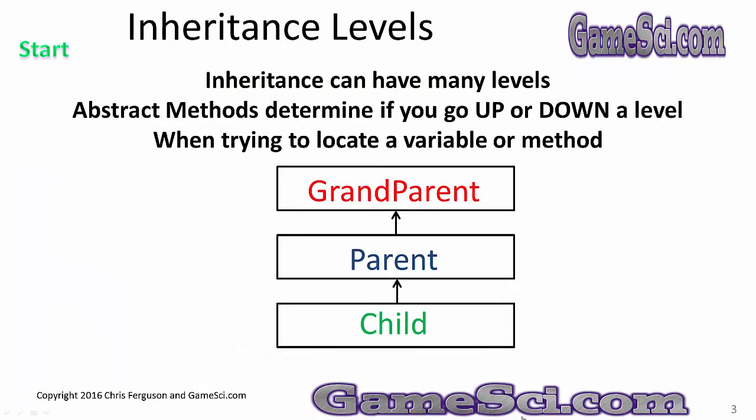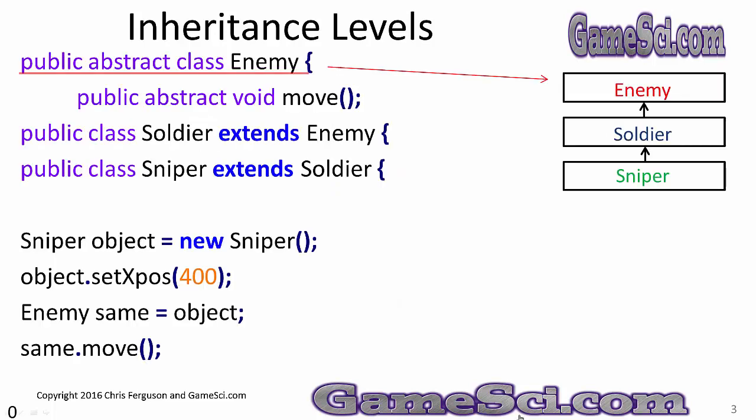Inheritance levels. Inheritance can have many levels. Abstract methods determine if you go up or down a level when trying to locate a variable or method. Instead of just having a child that inherits from a parent, we could have a parent that inherits from the grandparent. Now remember, the child picks up all the variables and methods of the parent, but also gets all the variables and methods of the grandparent. Inheritance is not free. One of the downsides of doing inheritance is you use up a lot more memory. Let's look at an example of this.